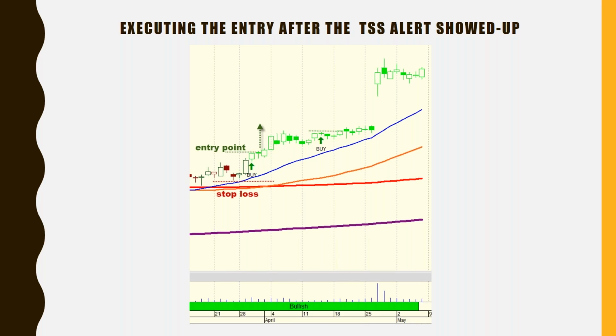The system is a closed bar system. So you have to wait until the bar is closed. In this case, this is a daily time frame. You will not see the alert this day. You will see the alert the next day, right? And you can take the position if you are above the previous day high.